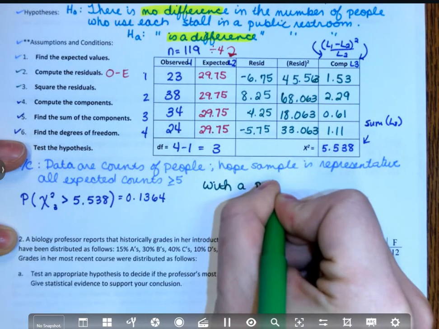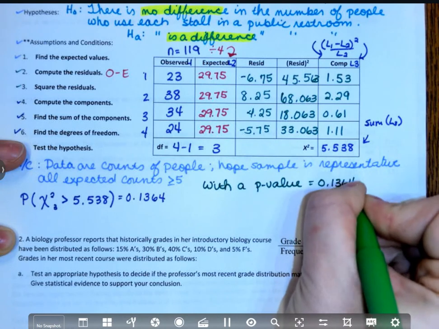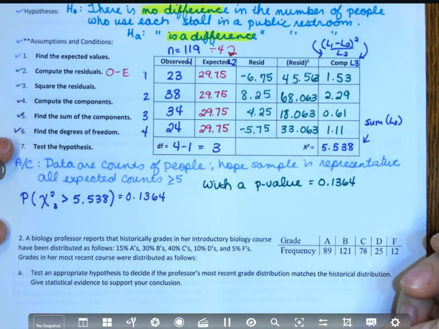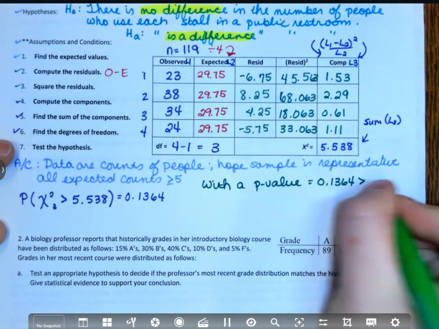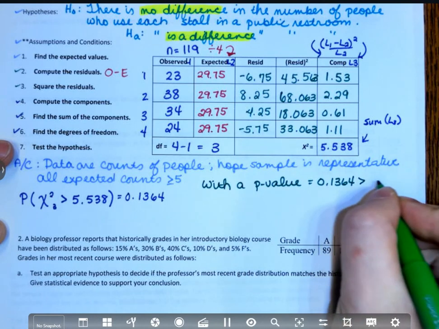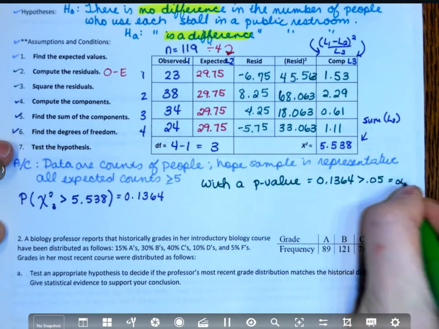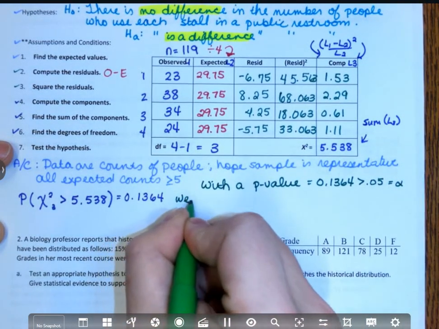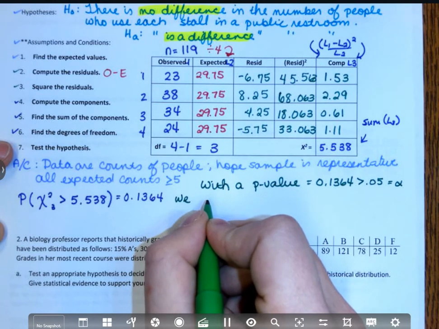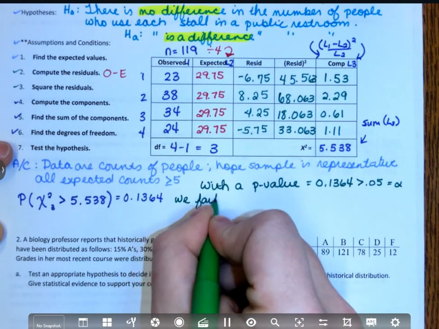with a p-value of 0.1364 being greater, what do you want to use for your alpha? Let's go with 0.05. Even if you were to use 0.1, it still would be greater than. Do you reject or fail to reject? We fail to reject.